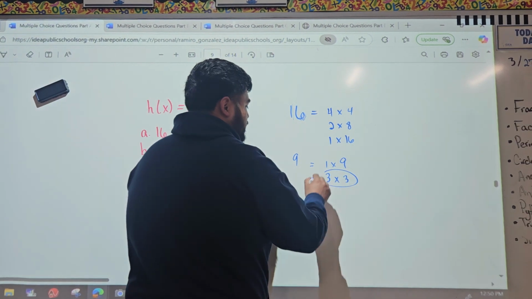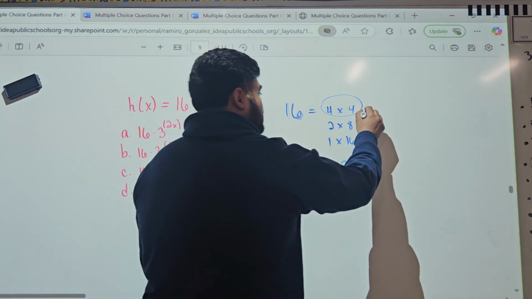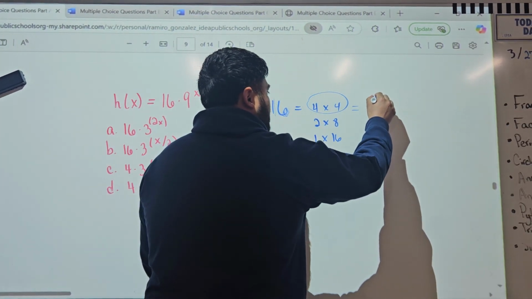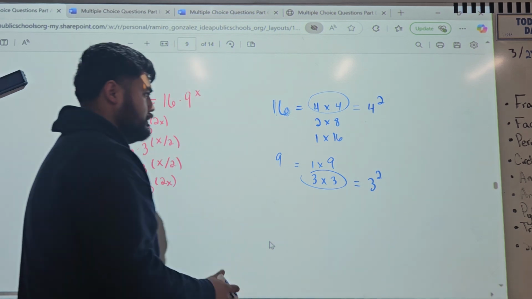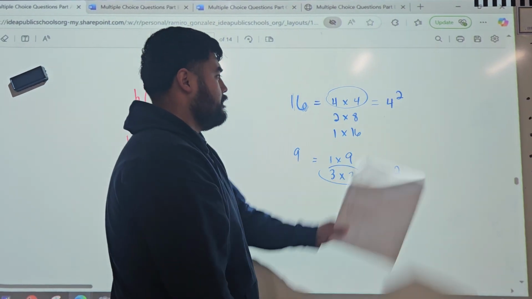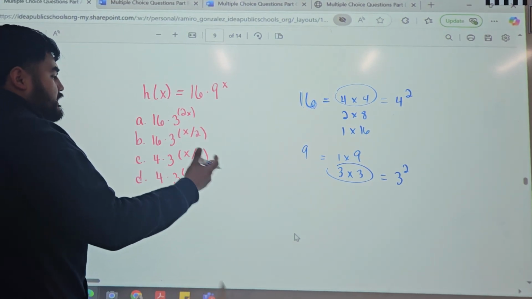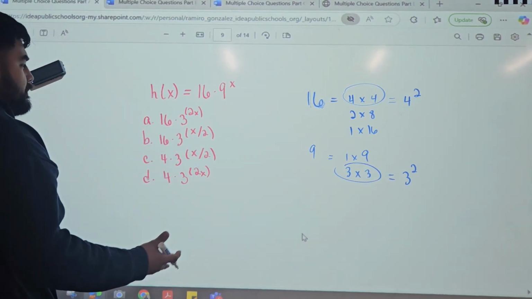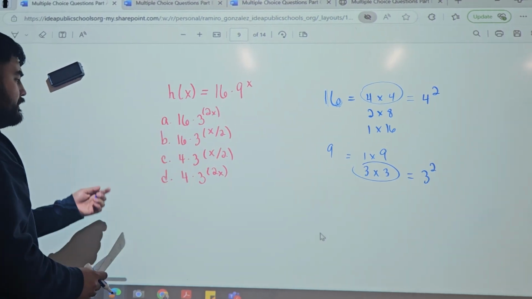Well, if you notice here, this one and this one are repeated. So can I just write it as 4 to the power 2? And can this be 3 to the power of 2? Well, technically yes. So now they both have a 2 in common. So we could try to think of it in this format. So let's look at the multiple choice A, B, C, and D.